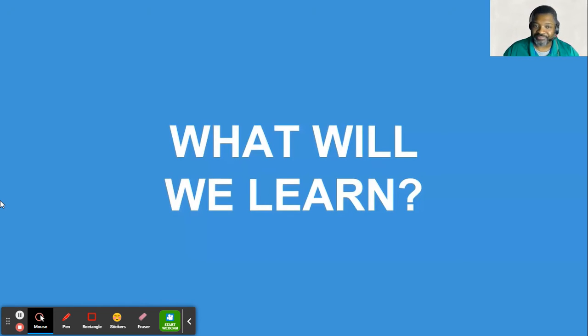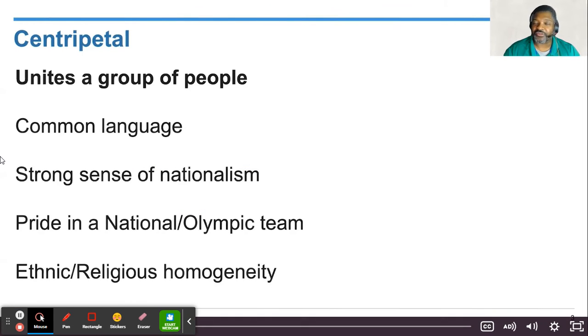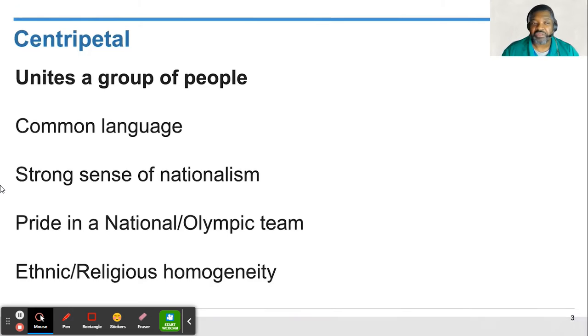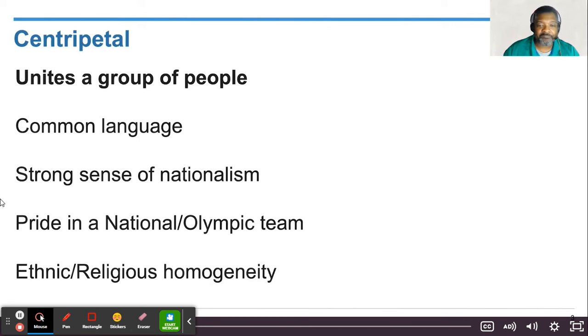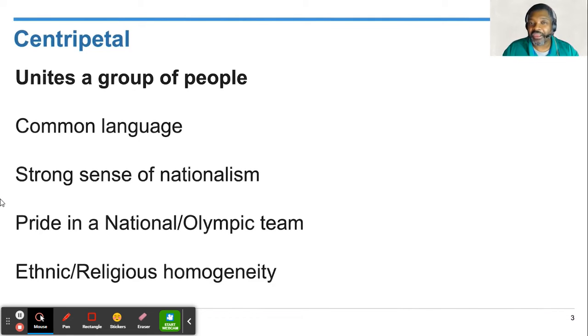What will we learn? First, centripetal forces are things that unite a group of people. It could be a common language, it could be a strong sense of nationalism, it could be pride in a national or Olympic team, or as Mr. Kevin said, one of his favorite soccer teams. It could be ethnic, religious homogeneity. All of these contribute to bringing people together.